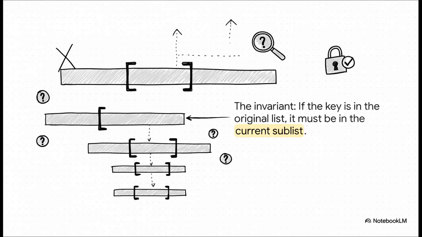So what's our promise for binary search? It's actually really simple, but it's profound. The invariant is, if the target we're looking for exists at all, then it is guaranteed to be within the left and right boundaries we are currently searching. Our entire goal is to make that search window smaller and smaller without ever breaking that promise.